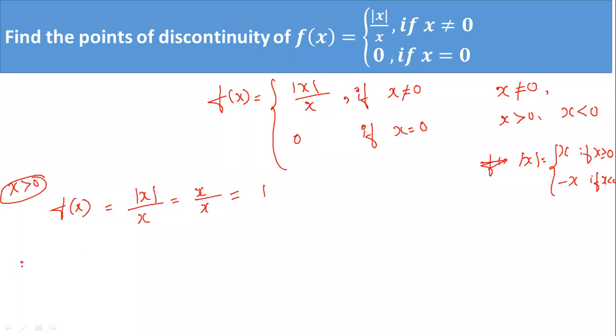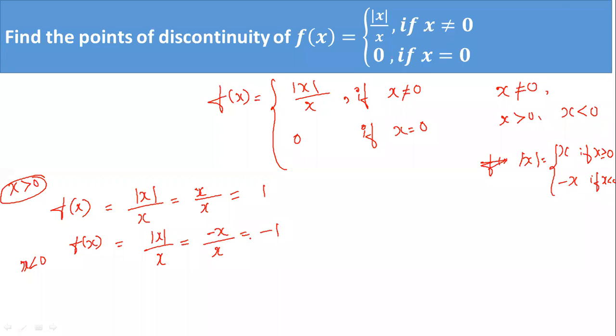Now, if x is less than 0, then what is f of x? Again, f of x is mod x divided by x, correct? But when x is less than 0, what happens to mod x? It is minus x. Good, students. So it is minus x divided by x. So what we'll get? Minus x by x is minus 1. Good, you're very good.